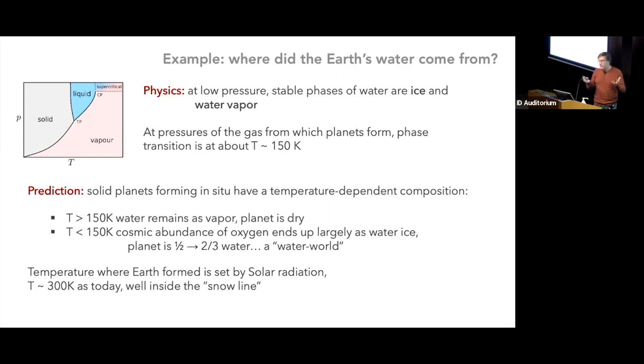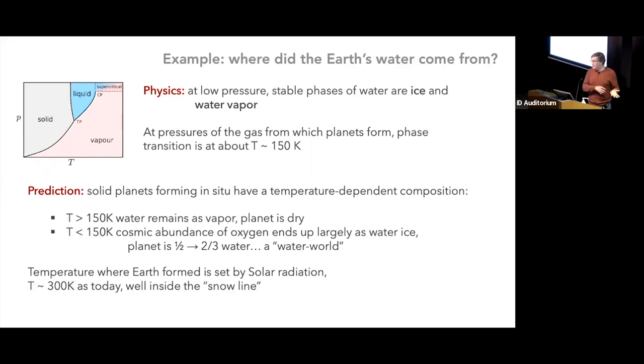If you imagine a planet like the Earth, basically a solid planet, forming from material in its orbit at some distance from the star, its composition should be quite closely tied to the temperature of that material. If you're below this 150 K boundary, then most of the oxygen present in that environment will end up in water ice or in hydrated minerals of some kind, and those will all be assembled into the planet as it grows. Because oxygen is a common element in the universe, that's a lot of water. So you end up with a prediction that half or 2/3 of the planet by mass should be made of water. It'd be a water world.